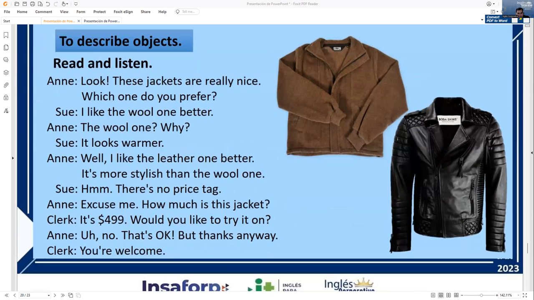To describe objects, look, these jackets are really nice. Which one do you prefer? I like the wool one better. Wool one? Why? It looks warmer. Well, I like the leather one better. It's more stylish than the wool one. There's no price tag. Excuse me, how much is this jacket? It's $499. Would you like to try it on? Oh no, that's okay. But thanks anyway. You're welcome.